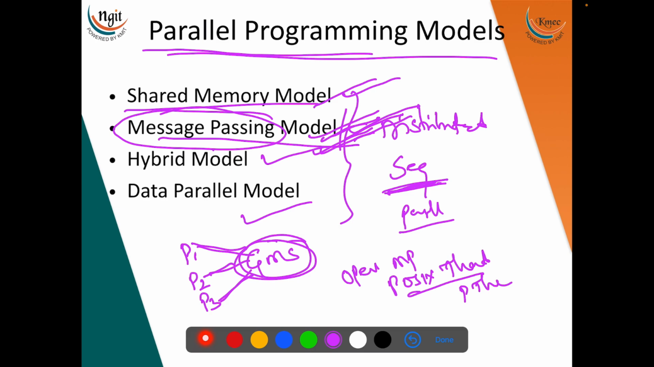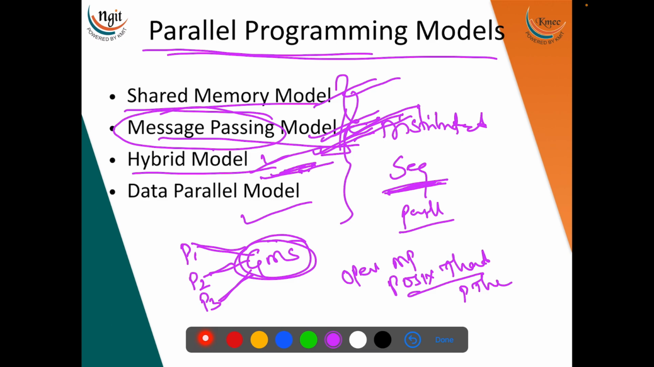The third is the hybrid model. It combines the shared memory and distributed memory models. Typically, each node in a distributed system is a shared memory system. The advantage is that it can leverage the benefits of both shared and distributed memory models, because it is a combination of both. The disadvantage is increased complexity in programming and managing the resources.